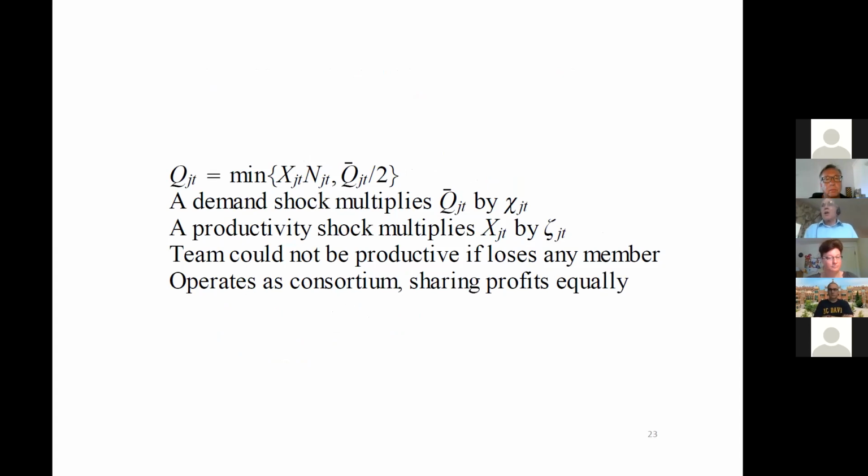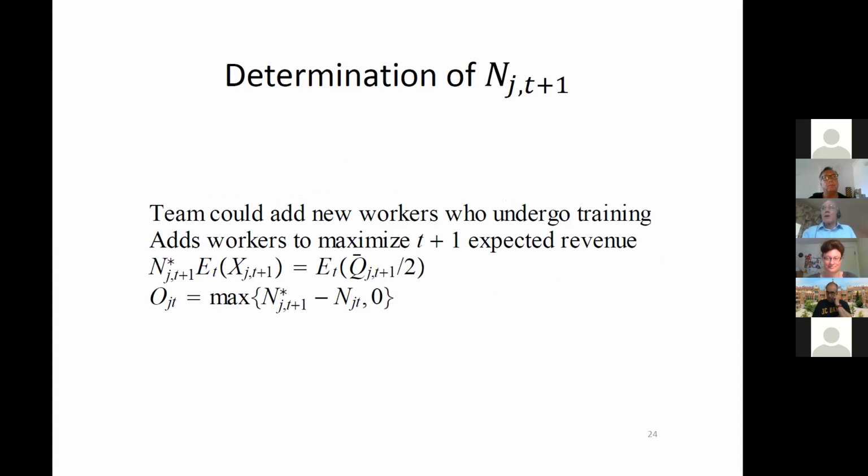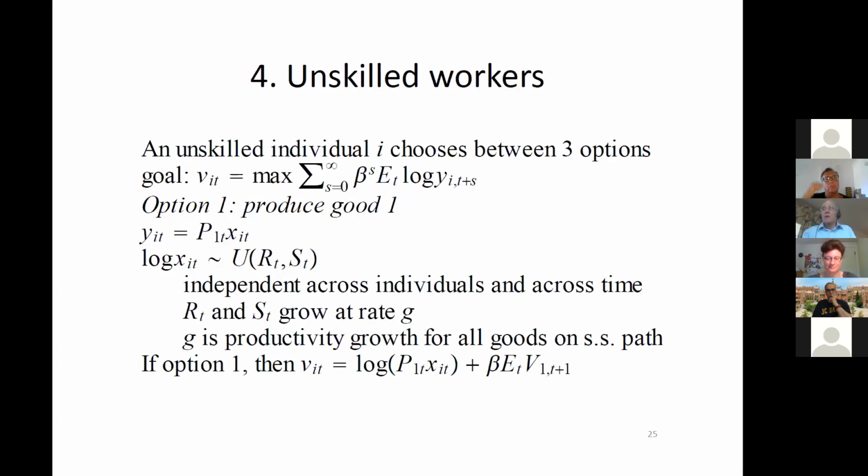There's also a productivity shock built in here. The productivity shock is going to affect XJT. There's a value productivity on the steady state growth path. This psi JT is a potential shock. Maybe we're more productive at producing good J, or less productive at producing good J at time T. And as I say, this demand shock, this change in preferences, is going to affect your production through Q bar JT. And as I said, they're going to hire workers next period so as to maximize expected profits.